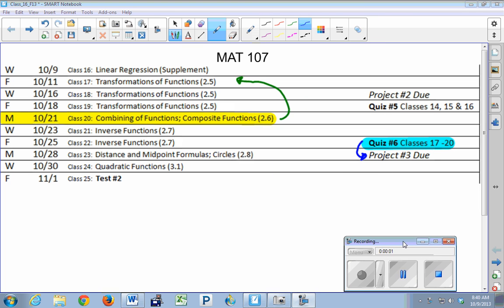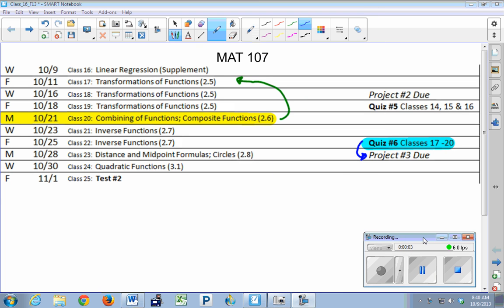Schedule changes. If you have your schedule, which is on the last page or the next to the last page of your syllabus, if you could pull that out or make some kind of notes for yourself, depending on how organized you are.